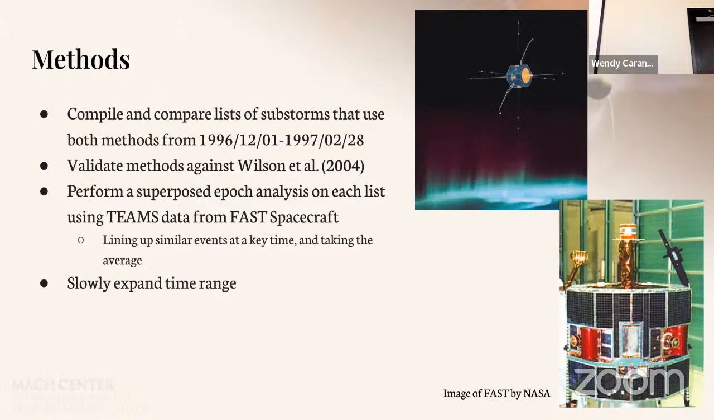TEAMS is a mass spectrometer aboard the Fast Auroral Snapshot Explorer, also known as FAST. This operated from 1996 through 2009, and its primary objective was to investigate the plasma physics of auroral phenomena on Earth. Once I did that for that 3-month time period, we started to slowly expand our time range outwards.